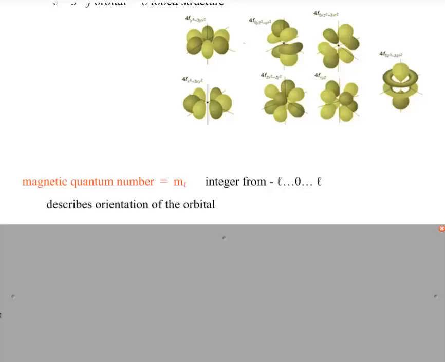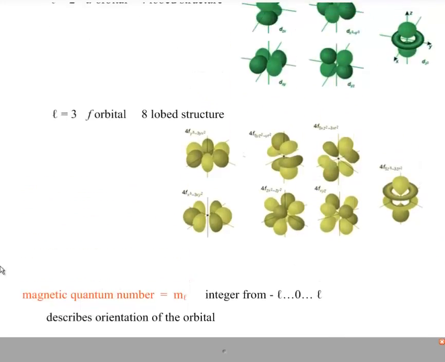If we go back and look at the d or the f orbitals, we'll see that, for instance, in the top left case for the s one, all of the orbitals are on the xy axis. If we look at the second one, they're all on the yz axis. So that's the orientation of the orbitals. That's what the magnetic quantum number gives us.